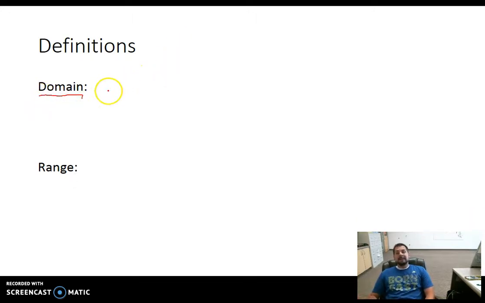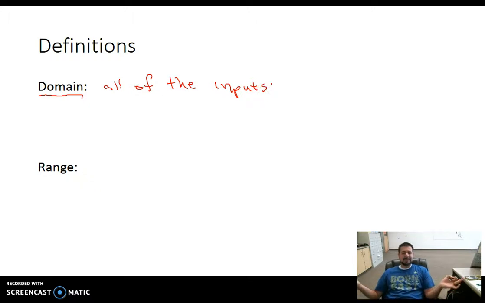The domain is simply all of the inputs we can use, excuse me. Any input that we can use is what is known as the domain. So all of the inputs. We talked about inputs versus outputs last time when it came to a function. Okay, so that's all of the inputs. And a really good way to look at that, because of the way that we look at these problems in general, we are going to say that is all of our x values.